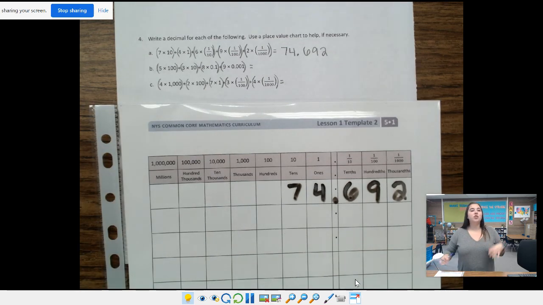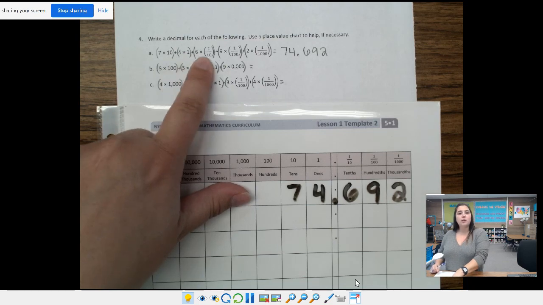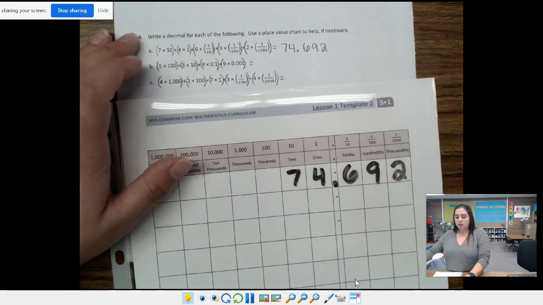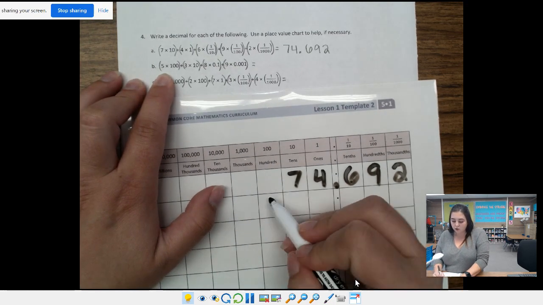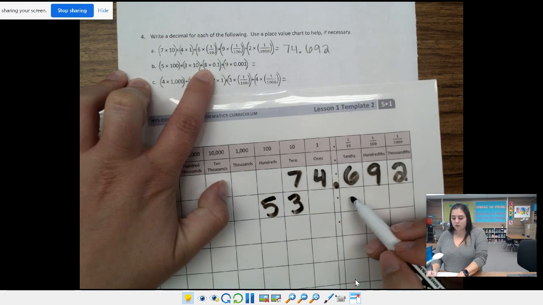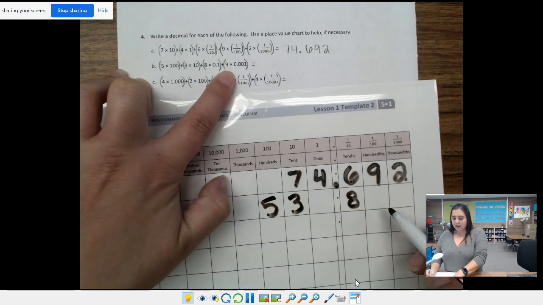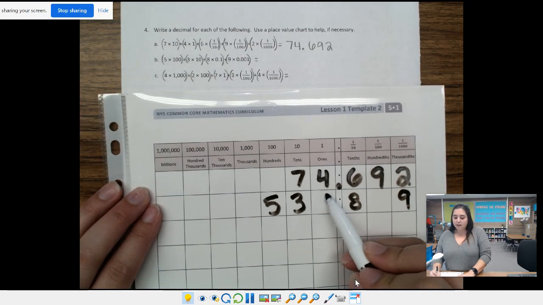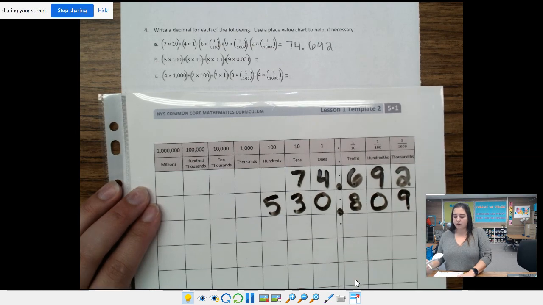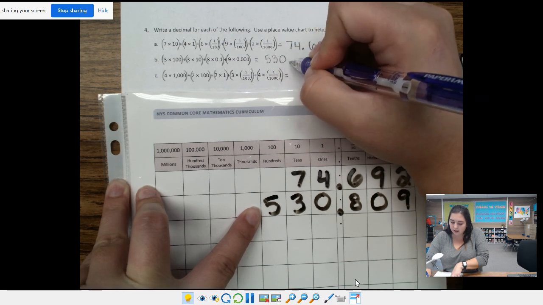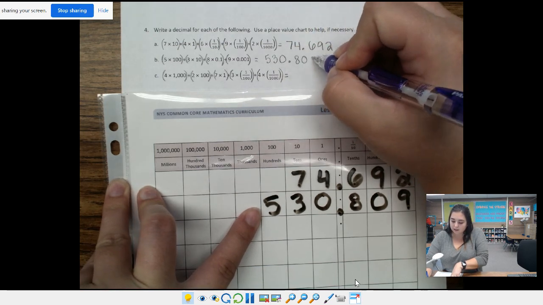You really didn't have to do all that multiplication and then adding up. Really, what expanded form is telling you is what number and where it is, which we've been doing. So B in this case would be 5 hundredths, 3 tens, 8 tenths, 9 thousandths. So all you need to do is fill in. They had no ones and no hundredths. So your number should be 530 and 809 thousandths.